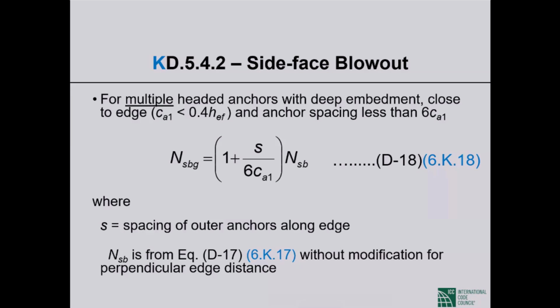For multiple headed anchors with deep embedment close to the edge, and anchor spacing less than 6 times the shorter edge distance, the group strength is the single anchor strength multiplied by this expression. This is the spacing between anchors and c_a1, you know. S is the spacing of outer anchors along the edge. These outer anchors are very significant, as you will see when I show you the numbers.